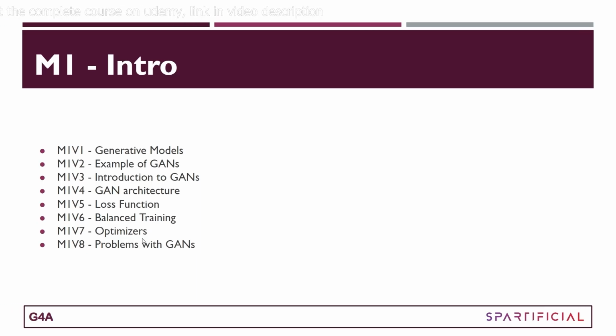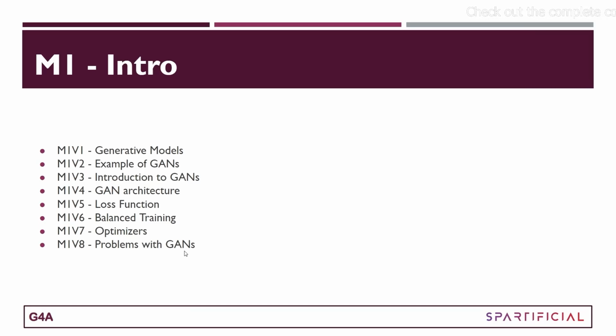And then because we're going to have a custom training loop, we also need to have an idea about the optimizers and how to apply them. Once we are done with all these techniques, we are also going to address some of the problems that are associated with the GANs.